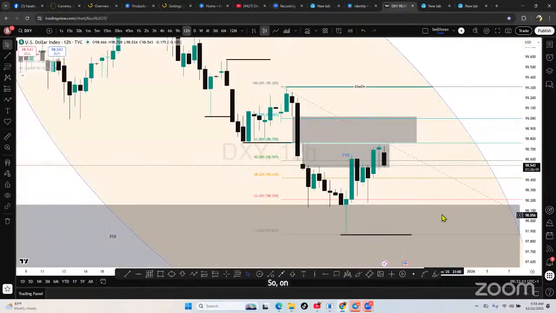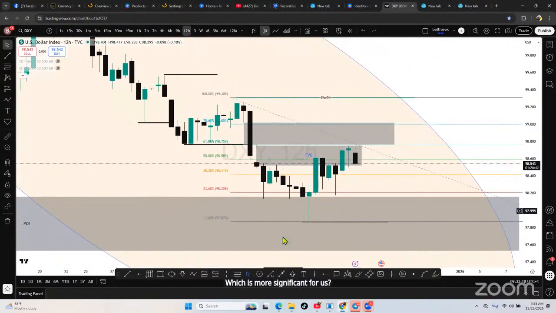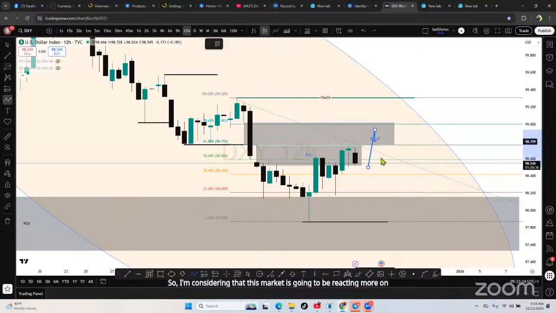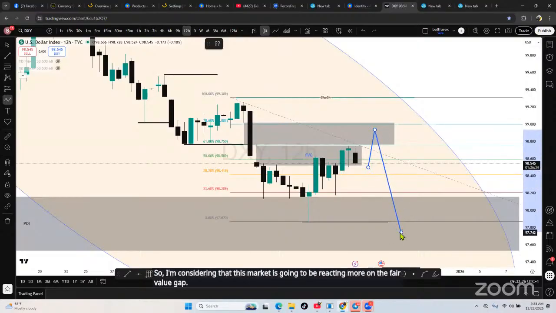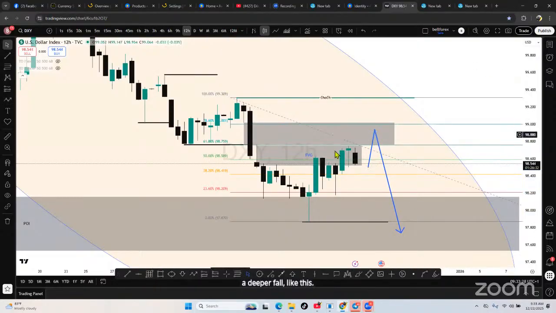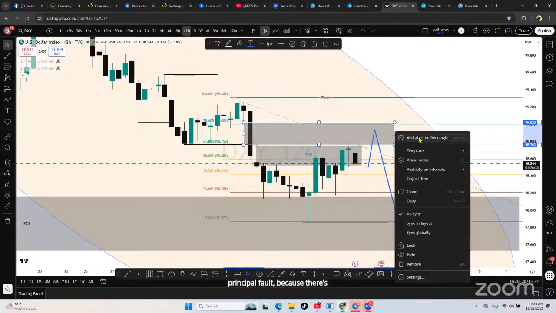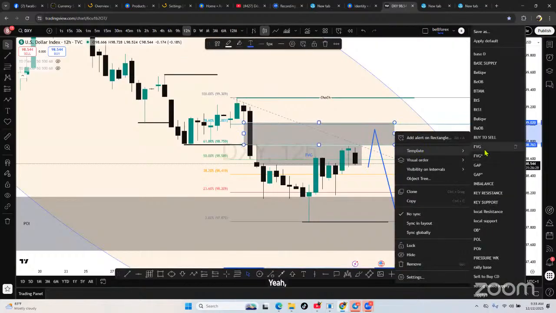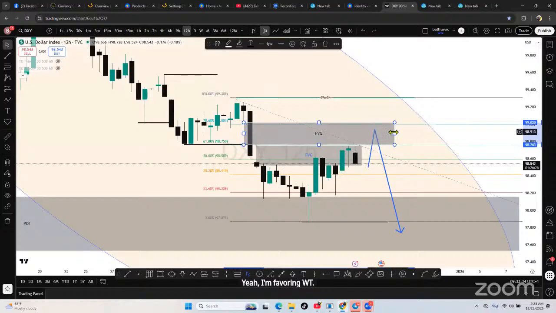So on the 12 hours, we have a fair value gap, which is a little bit more significant for us. So I'm considering that this market is going to be reacting more on the fair value gap, a deeper fall like this, because there's a fair value gap here. Yeah, and fair value gap, you see, there's fair value gap here.